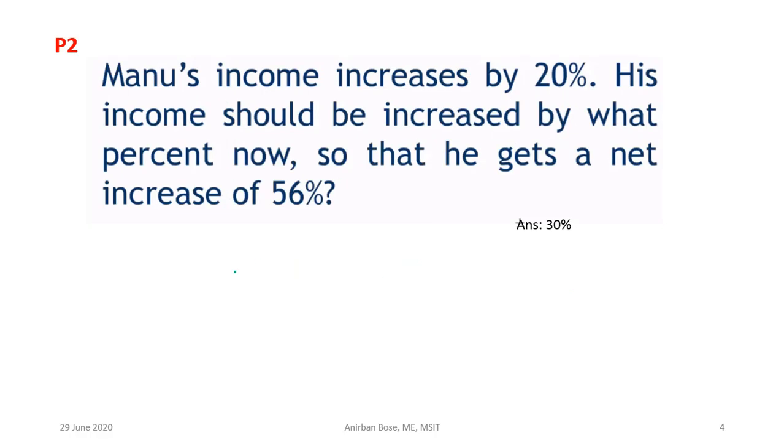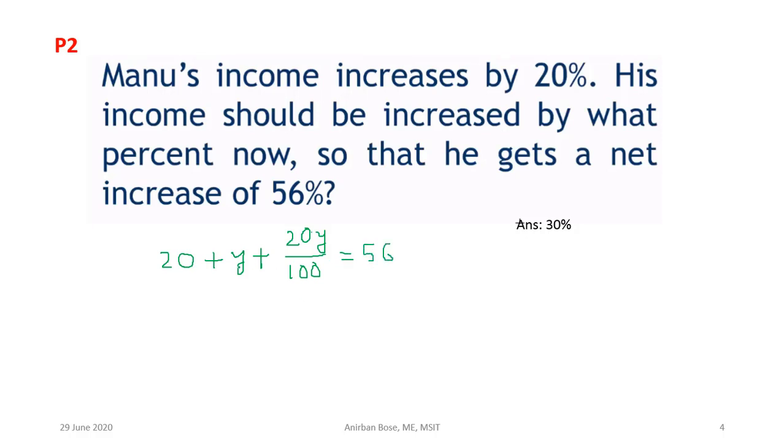Now, this is again a similar problem. Monu's income increases by 20%, and it should be increased by what percent now, so that he gets a net increase of 56%? So, here the formula is like this. Initially it is increased by 20. After that, the amount of increase is what we do not know, we have to find out. The total increment we know by this formula, and this amount is given as 56.